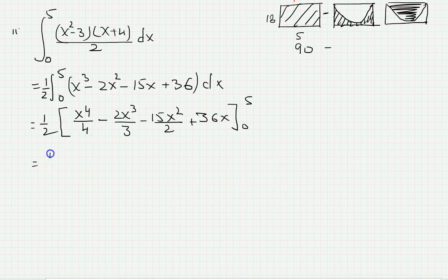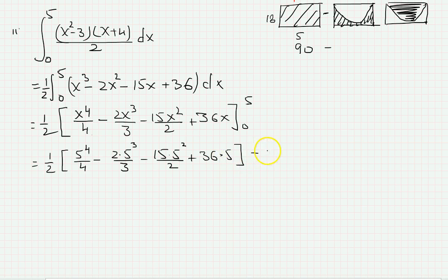So it will be half, 5 to the power 4 over 4 minus 2 multiply 5 to the power 3 over 3 minus 15 5 square over 2 plus 36 multiply 5, and this is minus, rest is 0. So that is half, that is 625 over 4.